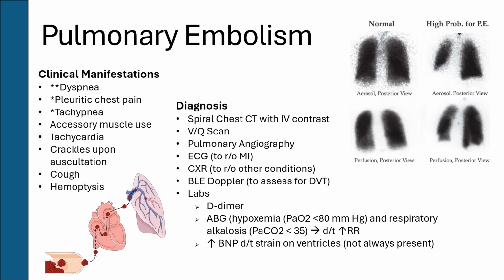So the definitive diagnosis here, imaging-wise, is going to be that spiral chest CT with IV contrast. Spiral chest CT is our go-to exam. We could also do a VQ scan later. Okay, that's not the primary definitive way to do this because a VQ scan takes longer. It's in nuclear medicine.